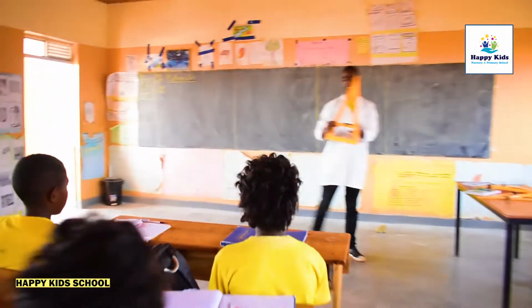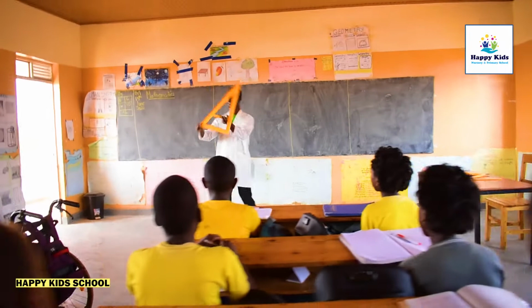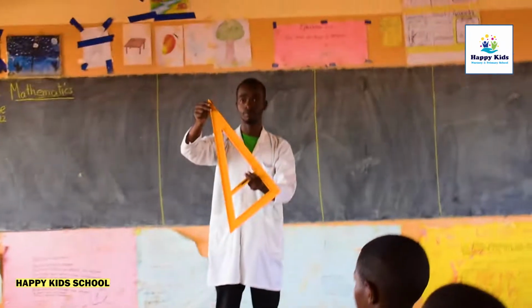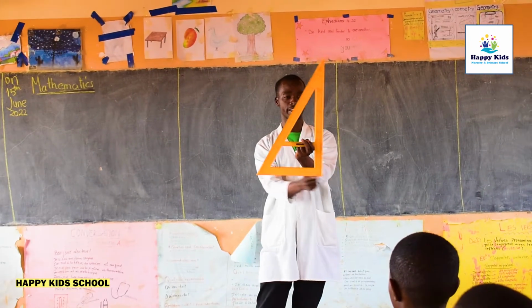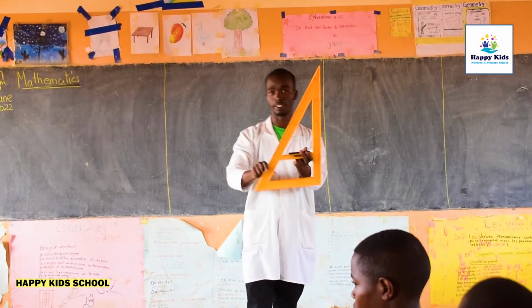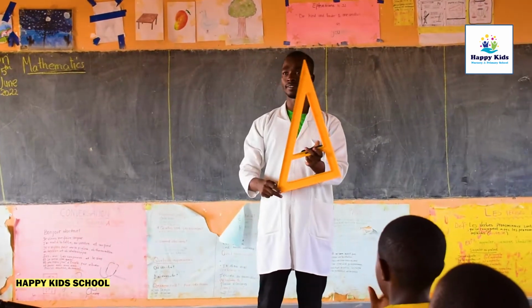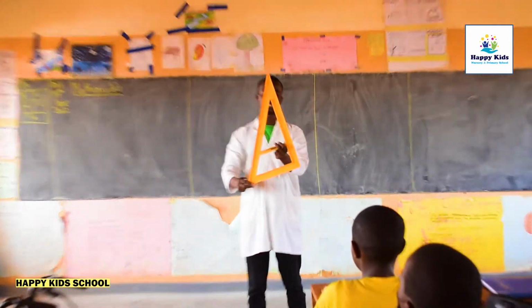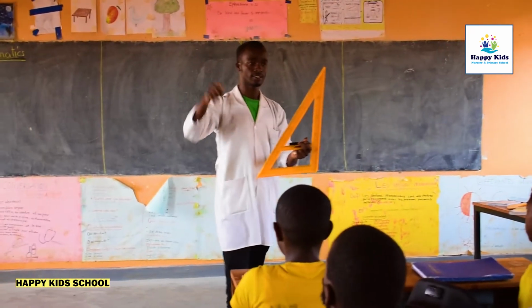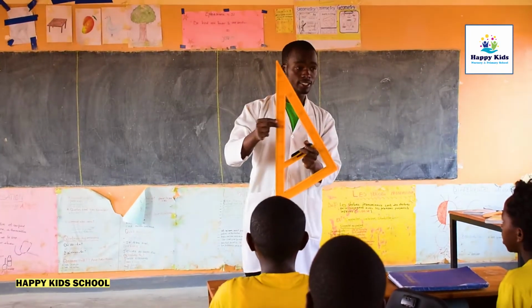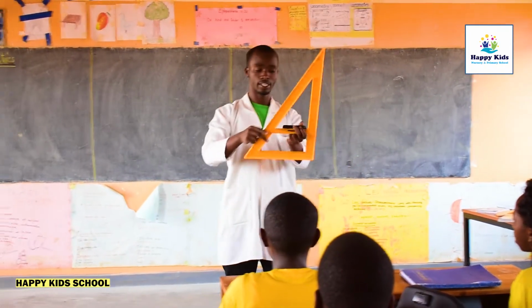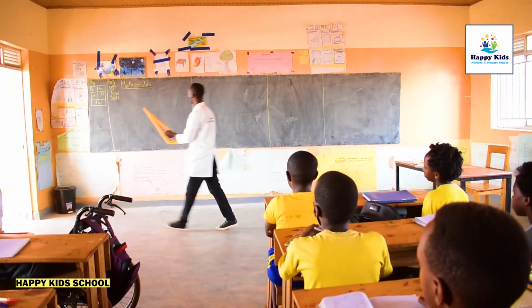exactly is the shape. What is the shape that we are having on this mathematical instrument? What shape is this, Gisren? It is a triangle. Is she right? Yes. Is it correct? Yes. This is a triangle.